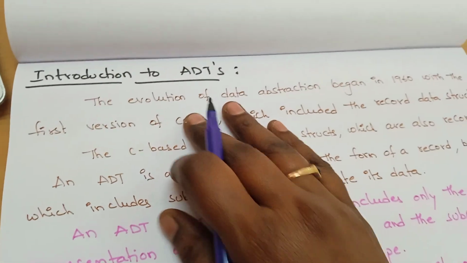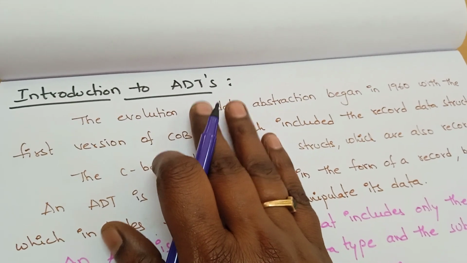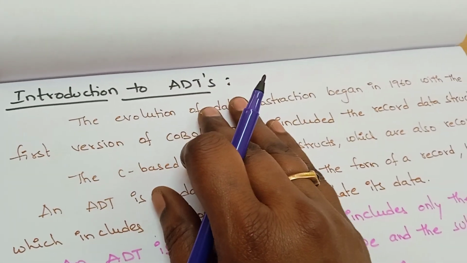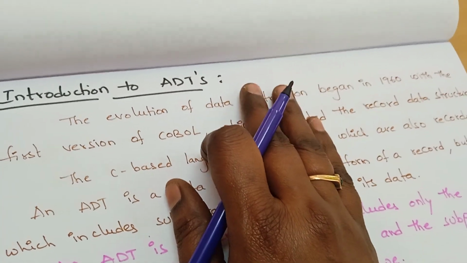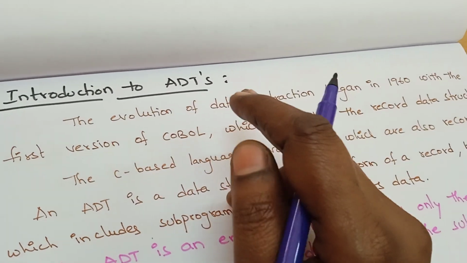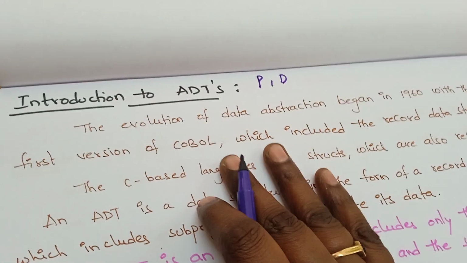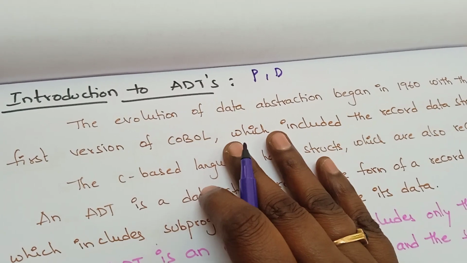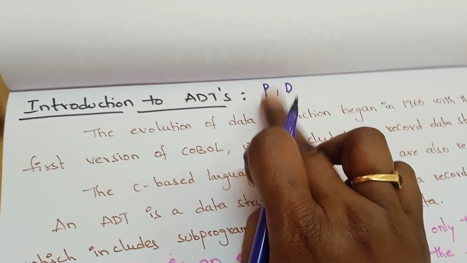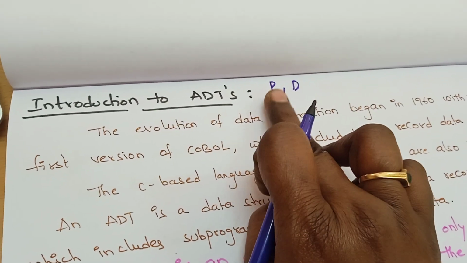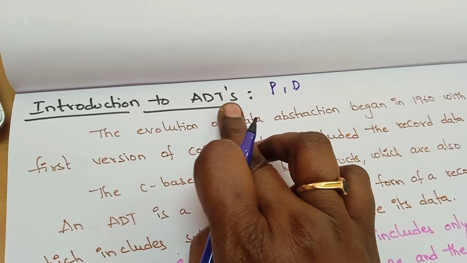Hello everyone. This concept is Introduction to ADTs. Earlier to this concept, we discussed the concept of abstraction, and we came to know there are two kinds of abstractions: process abstraction and data abstraction. So this video is going to talk about process abstraction in detail. Process abstraction I'm going to call by the name of ADTs, abstract data type.